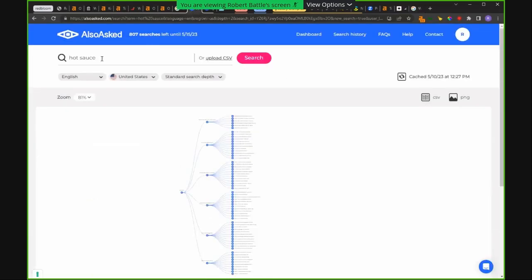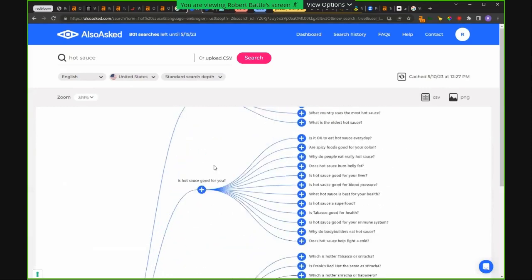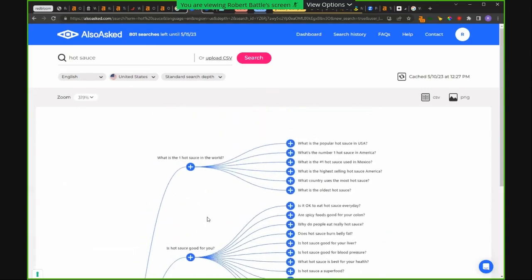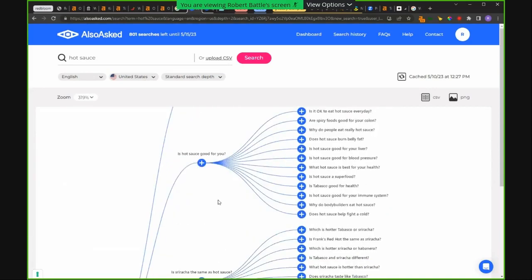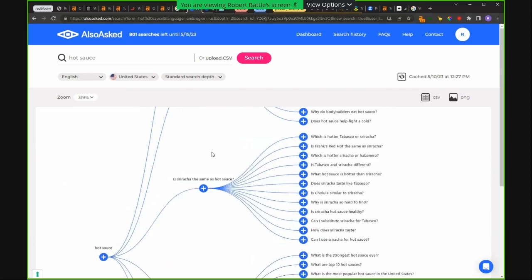You can also throw it in a program called AlsoAsked and look up hot sauce, for example, and you'll basically see a mind map of all these different headings you can use. Highly recommend doing that. Super easy way to help you build content very quickly and very relevant.